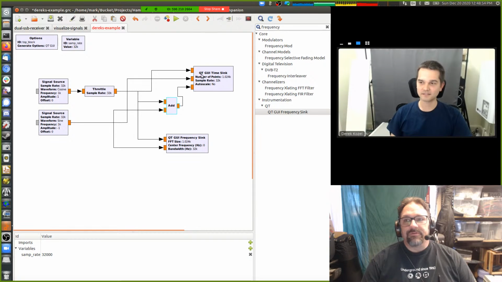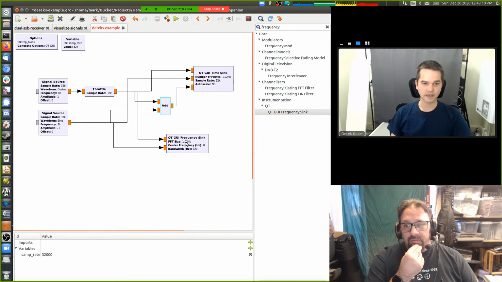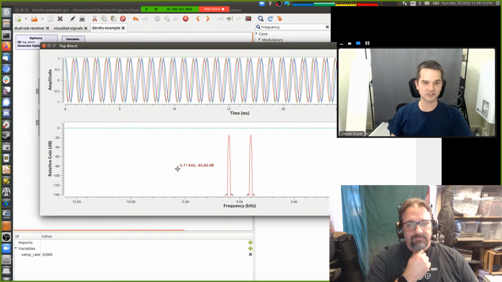So, chat room, we've got 2 signal sources, and I'm sending them to both the time sink and the frequency sink. And then I'm also sending them to the addition, where I'm summing the 2 signals together, and the output of that is just going to the time sink for now, although I suspect we'll watch it in the frequency sink in a bit. If you hit run here, we can see that there's a 1 kilohertz sine wave. So all the energy is at 1 kilohertz.